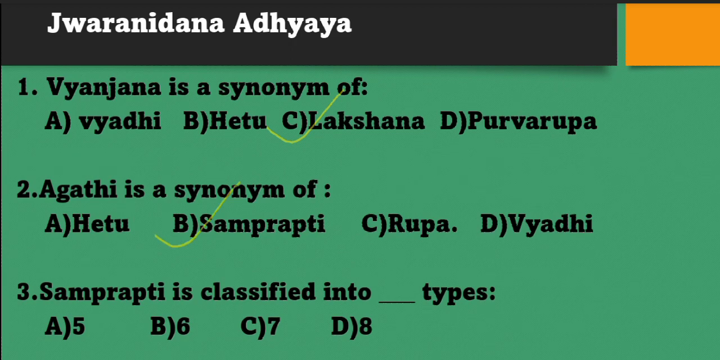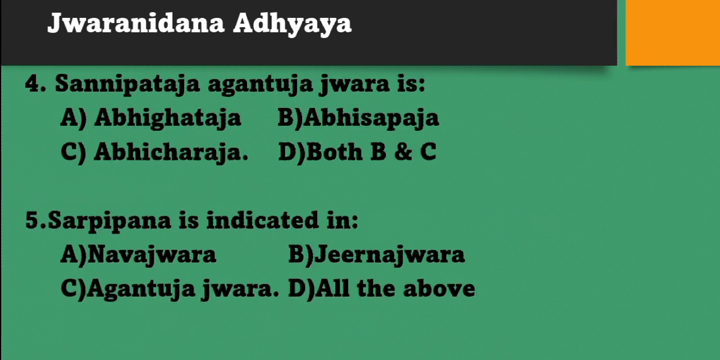Samprapti is classified into how many types? 5, 6, 7, 8. According to Charaka, Samprapti is classified into 6 types, option C. Sannipataja Agantuja Jvara is Abhighataja, Abhishapaja, Abhicharaja, both B and C. Sannipataja Agantuja Jvara is option D, both B and C. Abhishapaja and Abhicharaja are Tridoshaja.